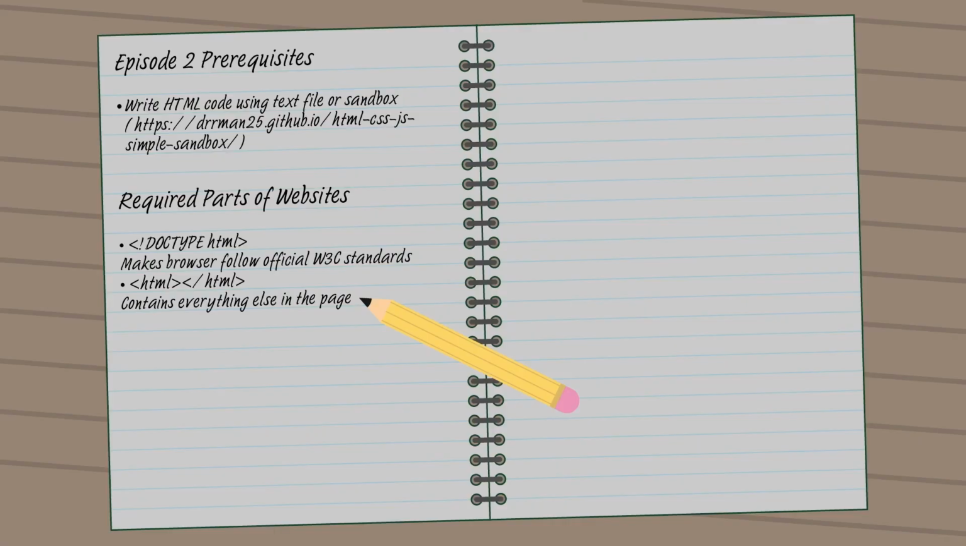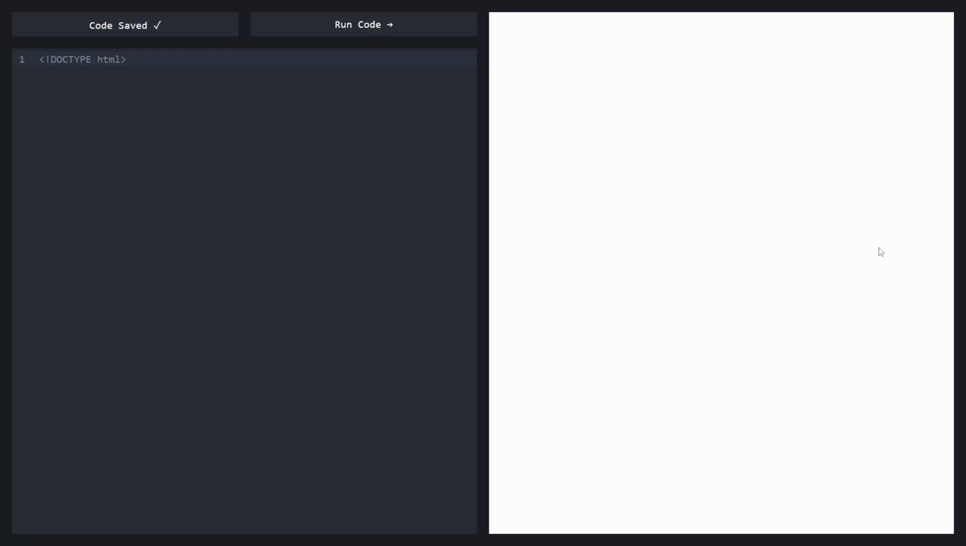Now that we're finished discussing the doc type, the next element we're going to go over is the HTML element, which is basically the root element of the page that contains everything else inside of it. This includes both internal metadata hidden inside the page and content that the user can see. To write it in the sandbox, you can just do a less than sign and then HTML just like this, and then finish it off with a greater than sign.